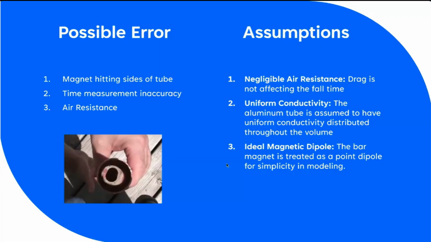So some assumptions were negligible air resistance, meaning drag is not affecting the fall time. Uniform conductivity: the aluminum tube is assumed to have uniform conductivity distributed throughout the volume. An ideal magnetic dipole: the bar magnet is treated as a point dipole for simplicity in modeling.